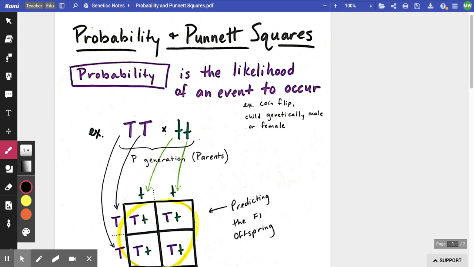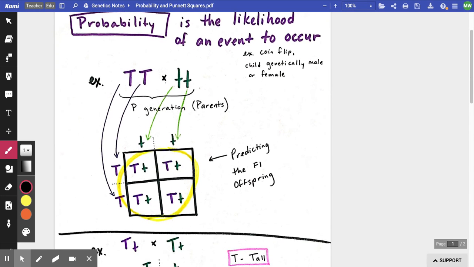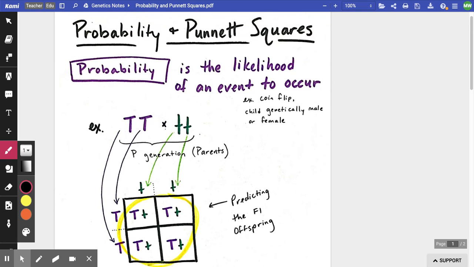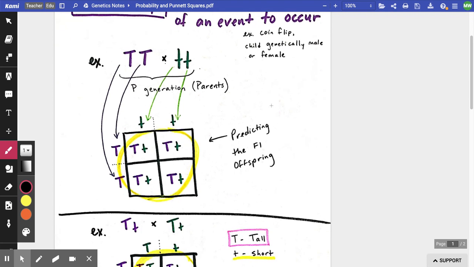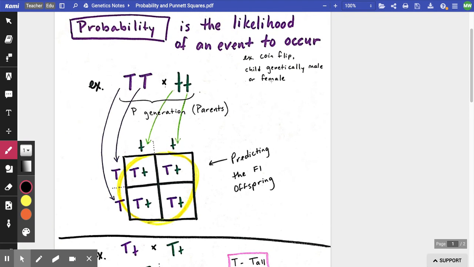In terms of biology, we often hear the idea of a child or a baby being born genetically male or female. It's a 1 out of 2 chance. Same with a coin flip, heads or tails is a 1 out of 2 chance as well. In terms of biology and biology class, we can apply probability to the concept of something called Punnett squares. And a Punnett square is a way to make predictions about babies, about offspring.